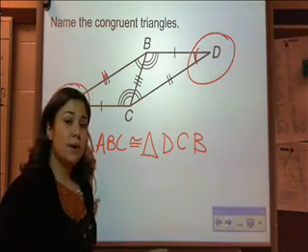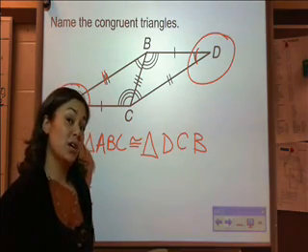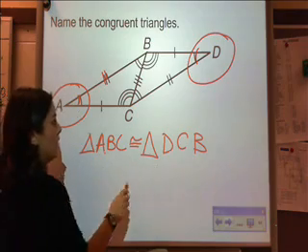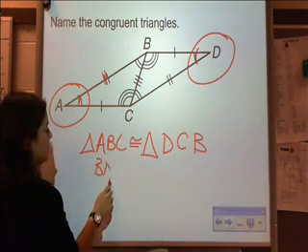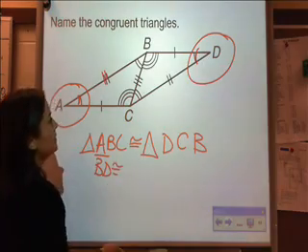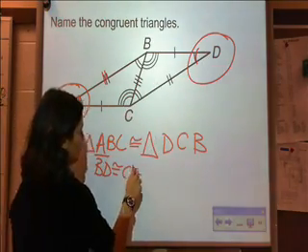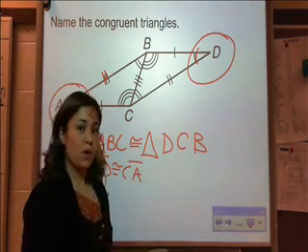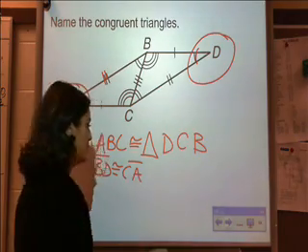A test question might say, name the two congruent triangles and all of its congruent parts. If the question said that, you would have to go on and say that, for example, BD is congruent to CA. Okay? This question didn't ask us to do that, so I won't go through and do all of those, but that would be good practice to write all of the congruent parts in these two triangles.